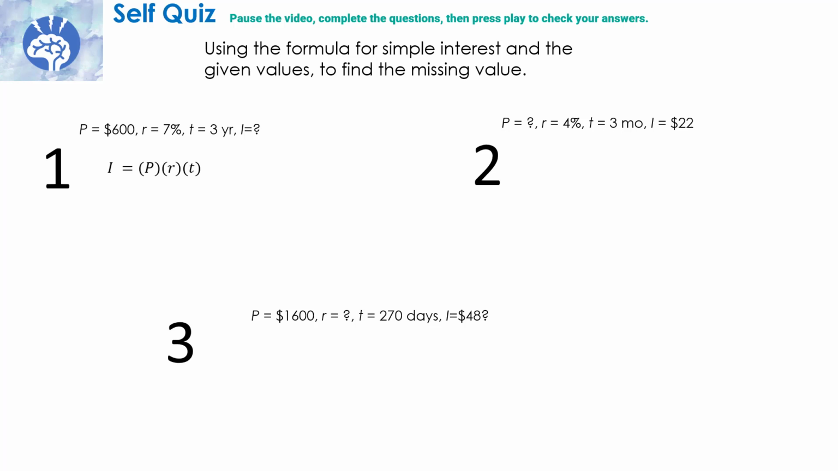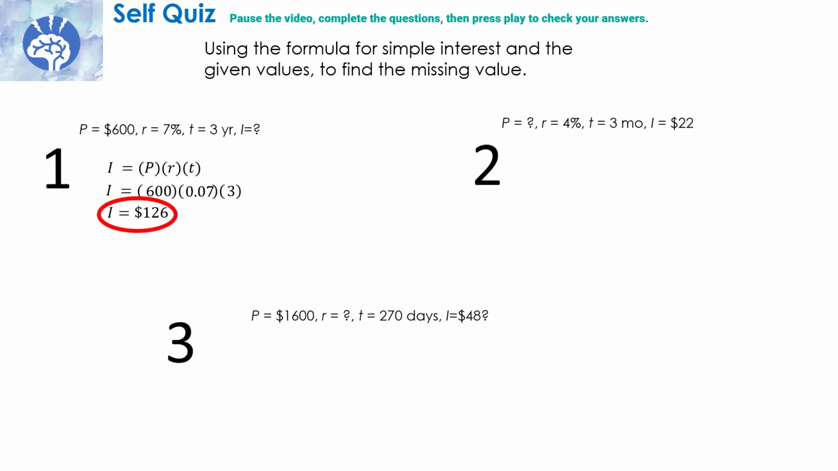Let's fill in what we know. We know the principal is $600, the rate is 7%, and I hope you remember to change it to a decimal, and the time is in years, so we'll just put 3. When we multiply it all together, we get $126. Let's look at number 2.